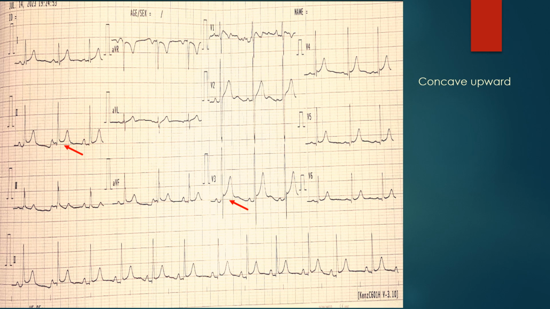First of all, let's define the ST segments. We can see that these are concave upward ST segments. You can see it in the inferior and the chest leads. However, we cannot see any reciprocal changes. For an MI, usually the reciprocal changes are present, but this is not the case over here. We can see in the chest leads and the lateral leads that there are no ST depressions.